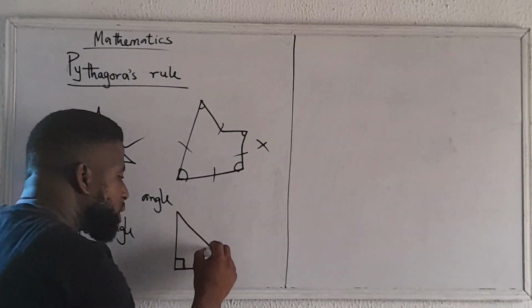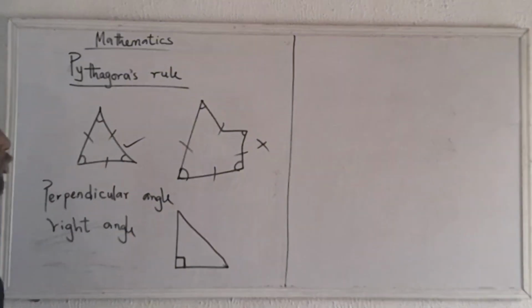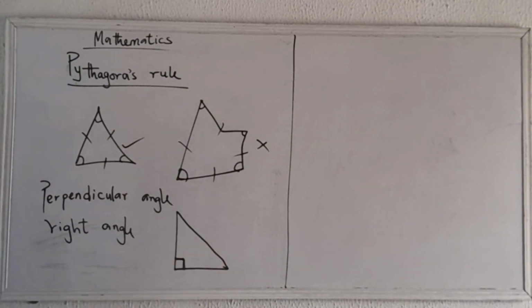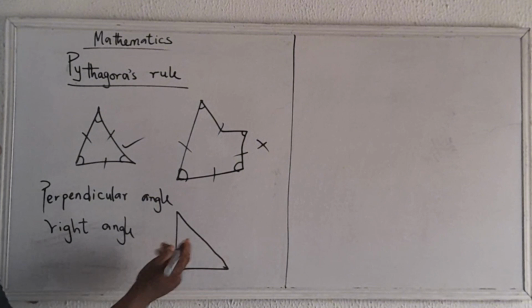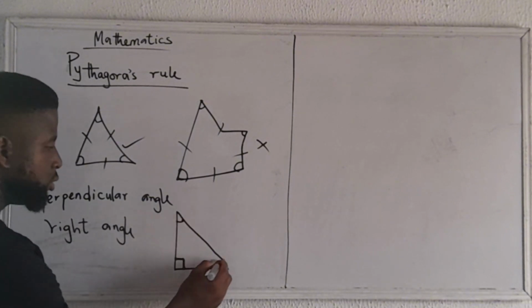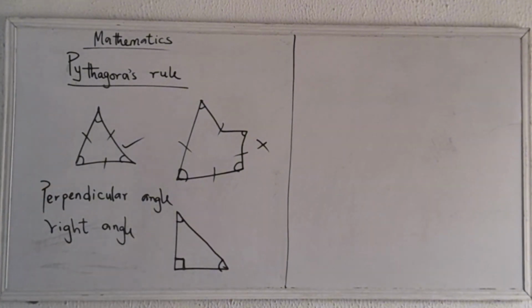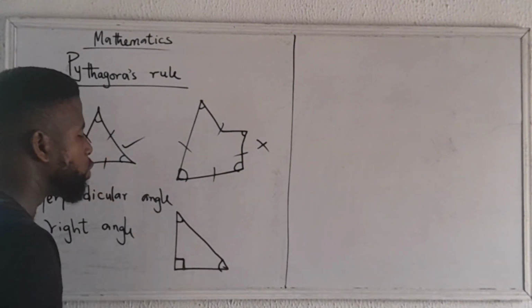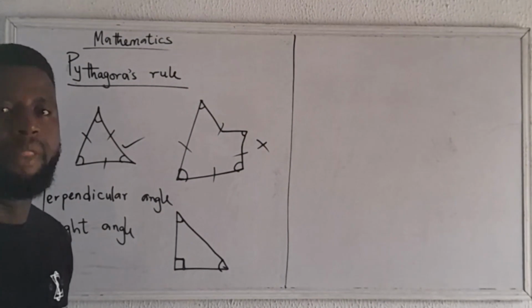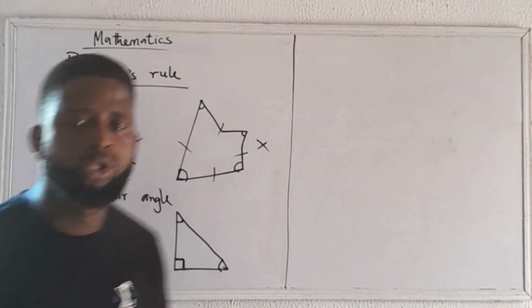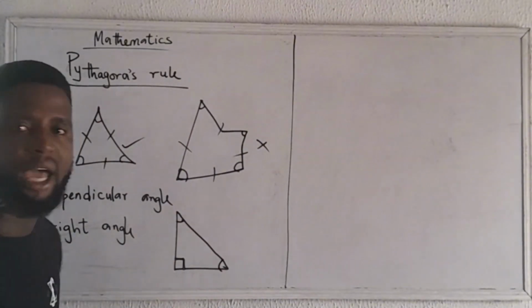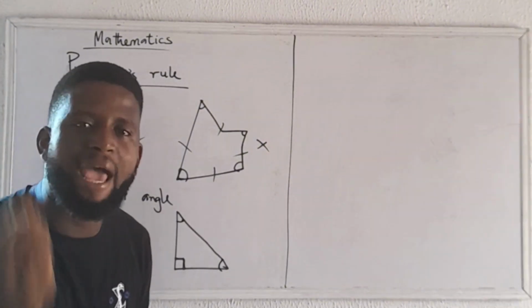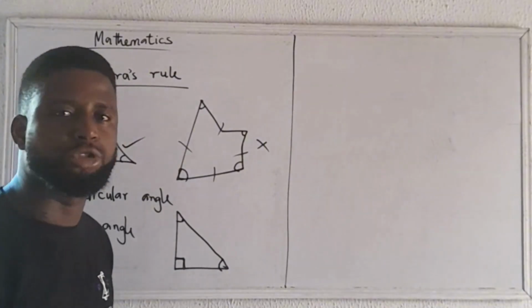Then if you draw a straight line to join these two lines, then it becomes a right angle triangle, and you can see it has 1, 2, and 3 angles, in which one out of the 3 angles is equal to what? 90 degrees. Now, Professor Pythagoras then looked at the right angle triangles and they began to name the sides of a right angle triangle.